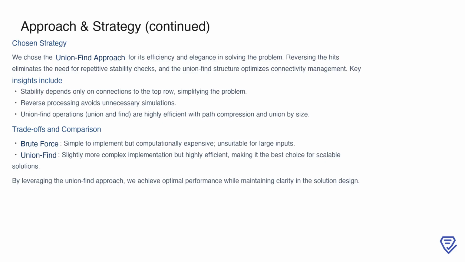When comparing the two methods, the brute force approach, while simpler to implement, is computationally expensive and unsuitable for large-scale inputs. On the other hand, the union-find approach, though slightly more complex to implement, excels in handling large grids and numerous hits efficiently. By utilizing path compression and union by size, the union-find operations remain highly performant. Ultimately, the union-find approach provides an optimal solution, achieving scalability and clarity while minimizing computational overhead.